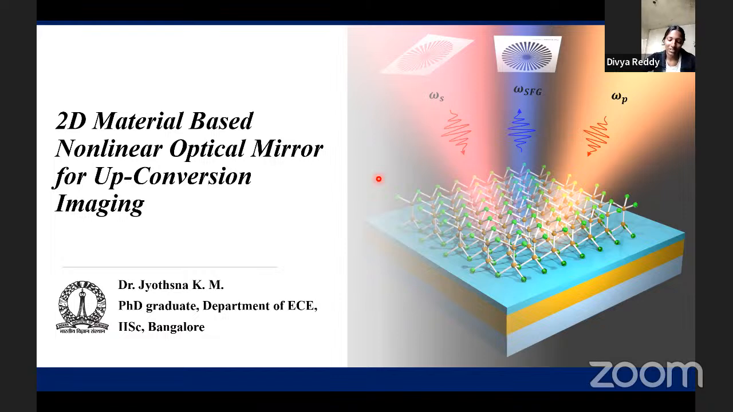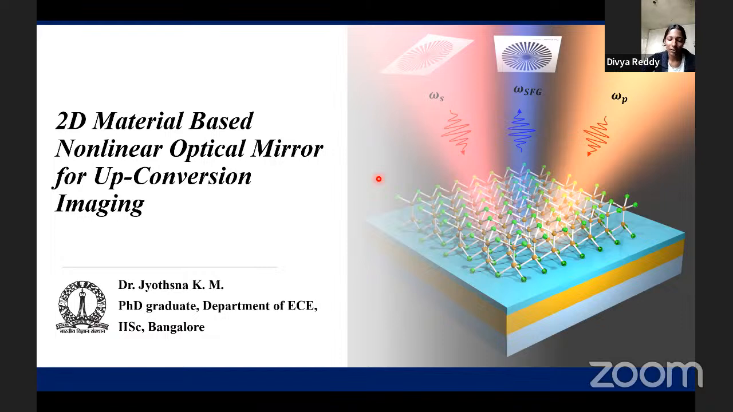Before starting today's session, I would like to give a brief introduction about today's speaker, Dr. Josna KM. Dr. Josna KM is a PhD graduate from the Department of Electrical Communication Engineering, Indian Institute of Science, Bangalore. Her areas of interest are nonlinear optical microscopy, mid-infrared imaging, super resolution microscopy, upconversion imaging, biomedical imaging, image processing and quantitative analysis, and electromagnetic modeling of optical systems.